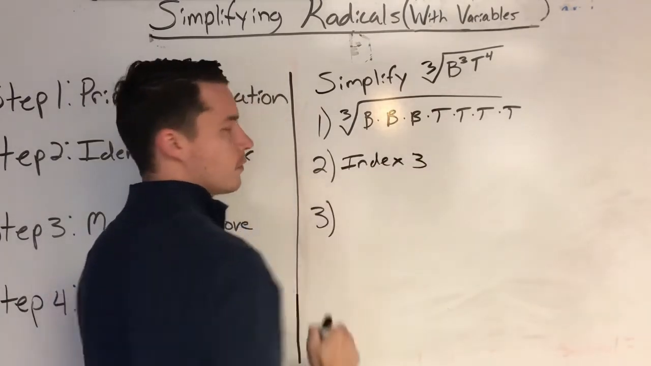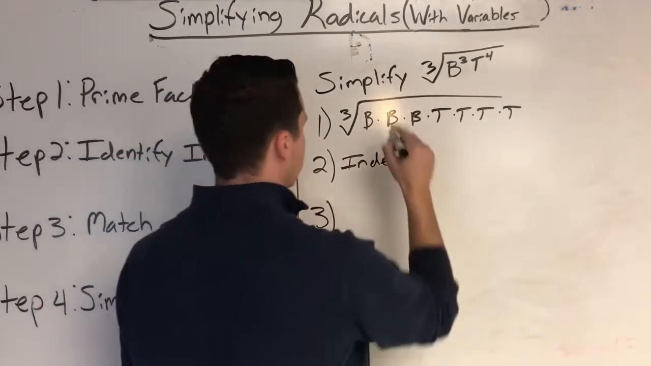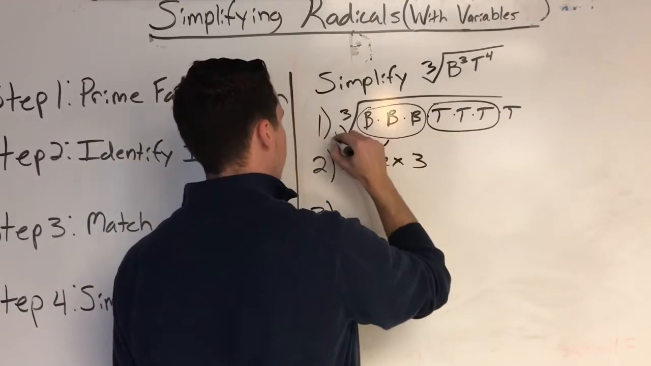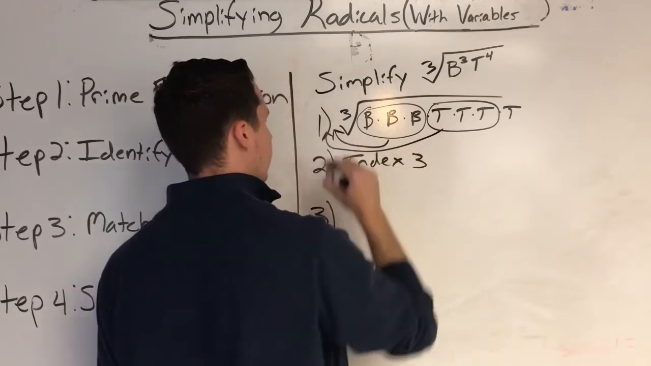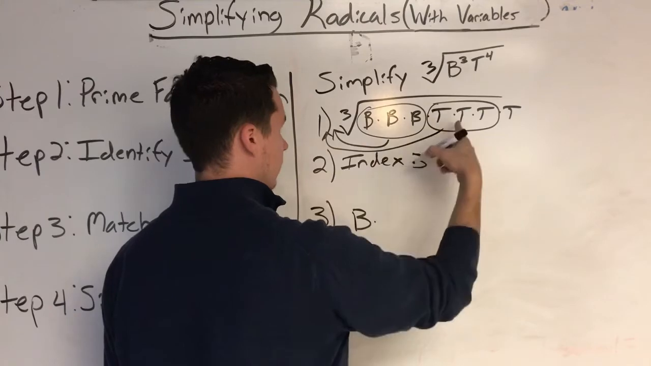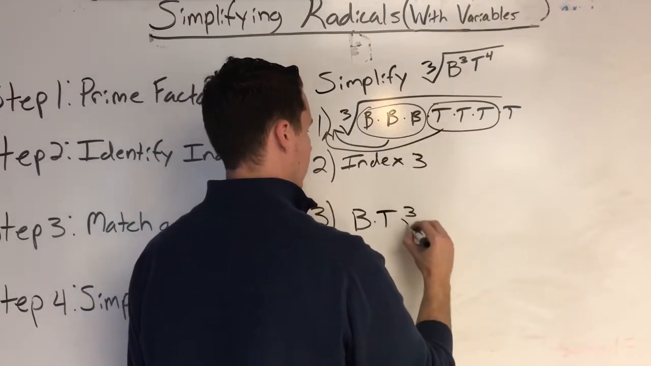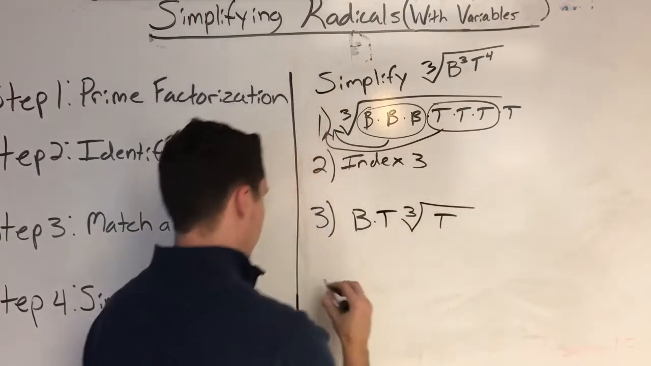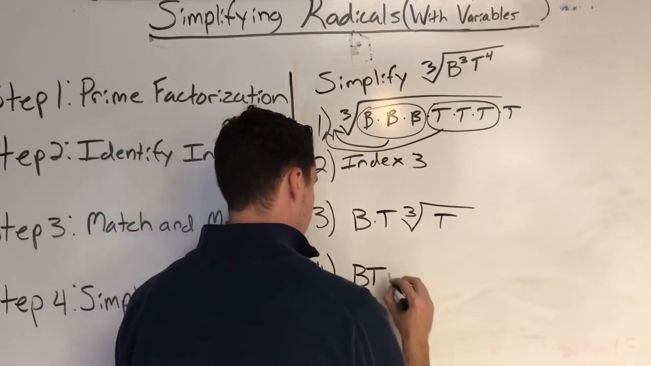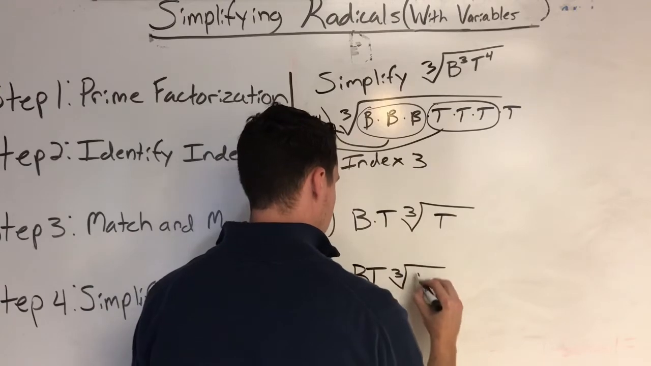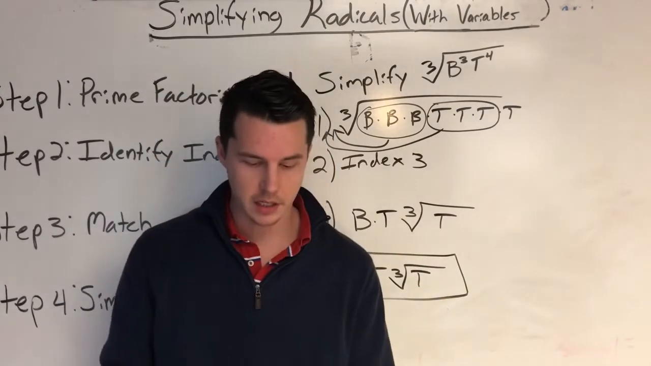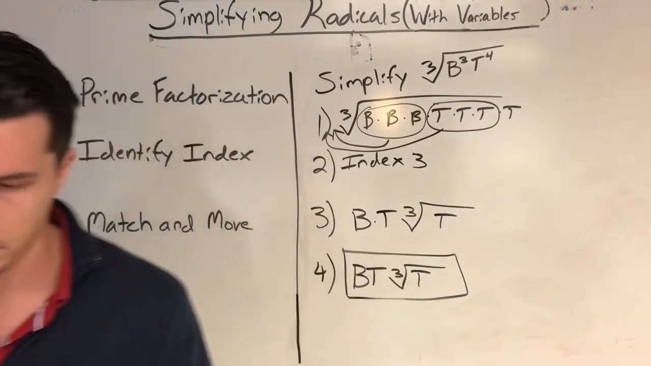So when we match and move, we're looking for groups of what? 3. So here we go. One group of b's. Move that out here. Move that out here. All right, rewrite. So we have one group of b's, so we're going to have b. Group of t's, t. Cube root of t. All right, and 4, we're going to simplify. So it's just b, t, cube root of t. Simple. All right, let's bring it all back together with numbers for our grand finale.